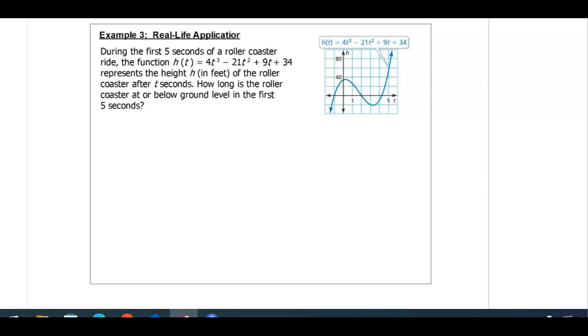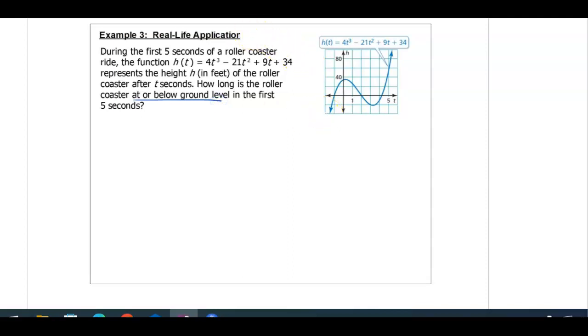All right, guys, so this is the second video of 4.4 part 2, or part B, or whatever. This starts example 3 and we'll finish it off here. We have a word problem. It says during the first 5 seconds of a roller coaster, the ride is given by the function here that represents the height the roller coaster travels after t seconds. How long is the roller coaster at or below ground level in the first 5 seconds?